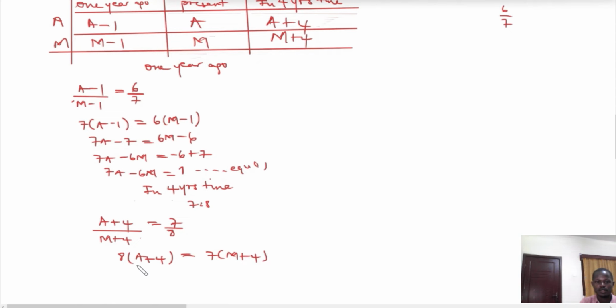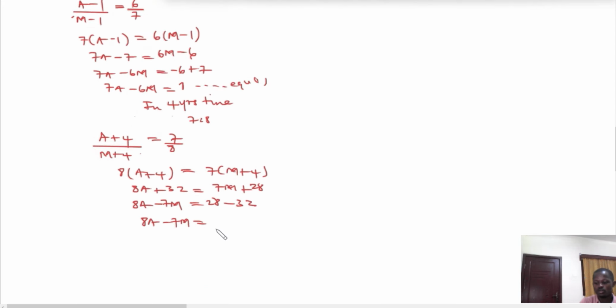So let's expand this bracket. 8 times A is 8A, 8 times 4 is 32. 8A minus 7M equals 28 minus 32, which gives you minus 4. Bigger number carries the sign. So this is equation 2.